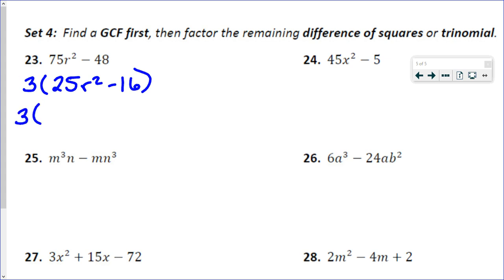So the square root of 25r squared is 5r. The square root of 16 is 4. And remember, when we do difference of squares, we just write that twice. And one of them is plus, and one of them is minus. And that would be your solution. If you wanted to check this, you would do FOIL on this, and then multiply everything by 3. And it would take you back to where you started.